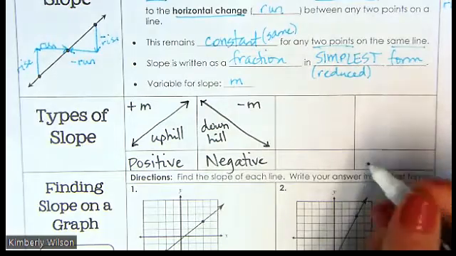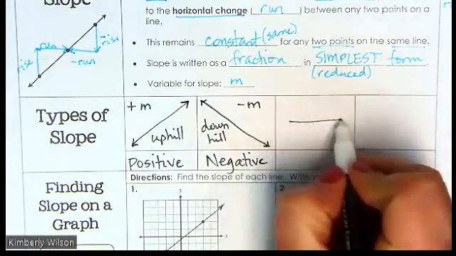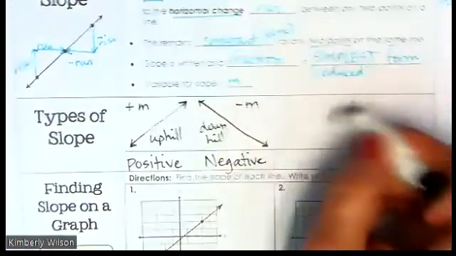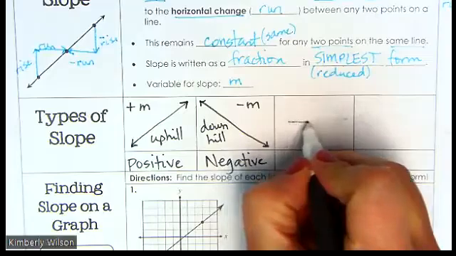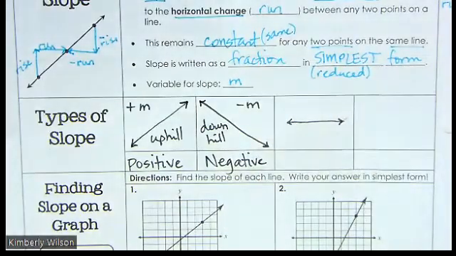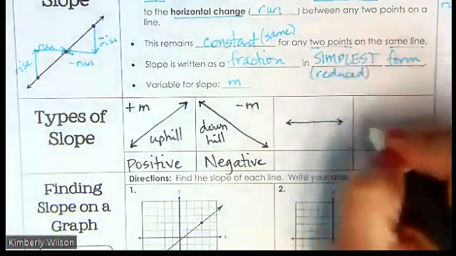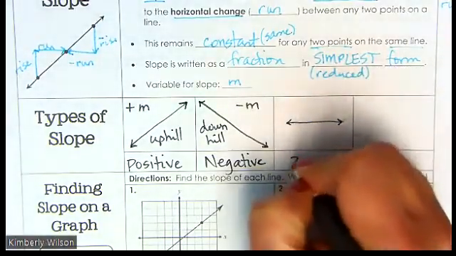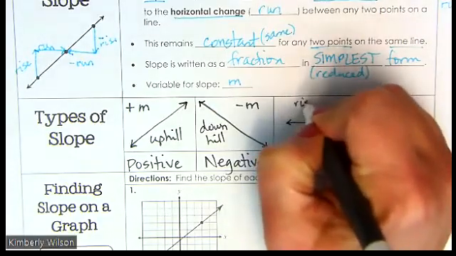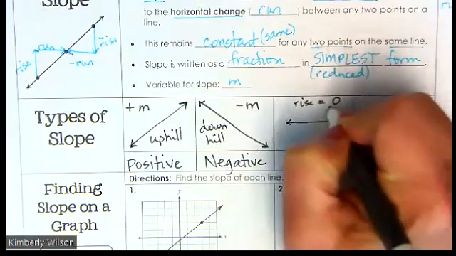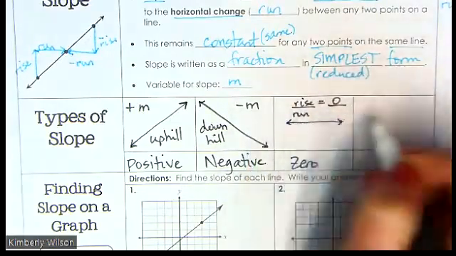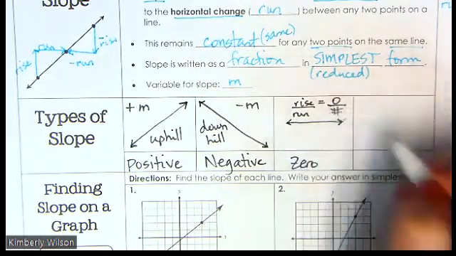Now we have two others. A line can go straight across, which means this is a zero slope because there is no rise. There's no up or down, so that's 0 over, because remember it's rise over run, and then it's going to be running something, so it's 0 over some number.